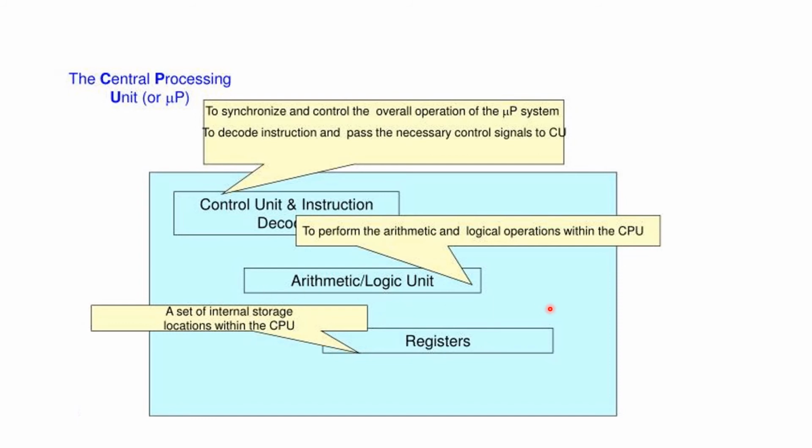We will see each block in detail. So we are going to start with ALU. We'll see what its function is, what the block diagram of ALU is, and what all functions it does. All these blocks are within the CPU. We are going to see the arithmetic logic unit in this session, and in the next section we'll see registers in detail.